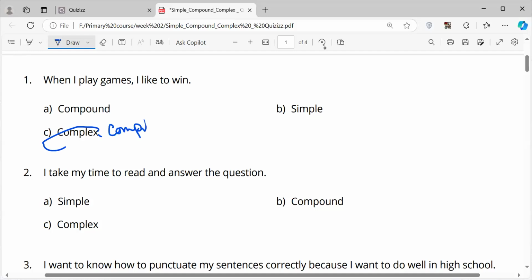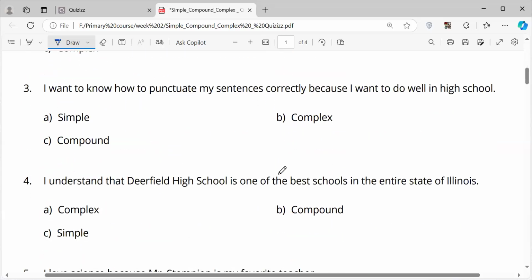I take my time to read and answer the question. Compound. Say again. Simple. Yes, all right. This sentence needs a subject here, and I answered the question. So if I used I here, it will be a compound sentence. All right, thank you. Yalla Layla.